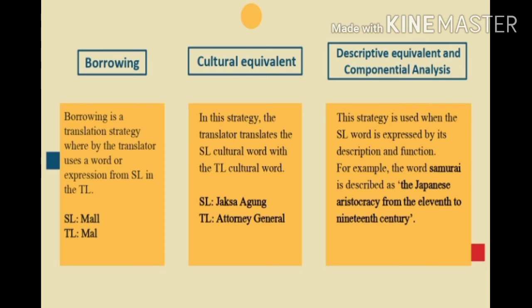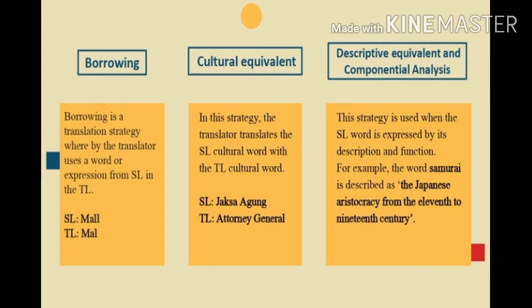Borrowing. Borrowing is a translation strategy where the translator uses a word or expression from the source language in the target language. For example, source language: mode, and the target language is also mode. Cultural equivalent. In this strategy, the translator translates the source language cultural word with the target language cultural word. For example, source language: Jaksa Agung, target language: Attorney General.